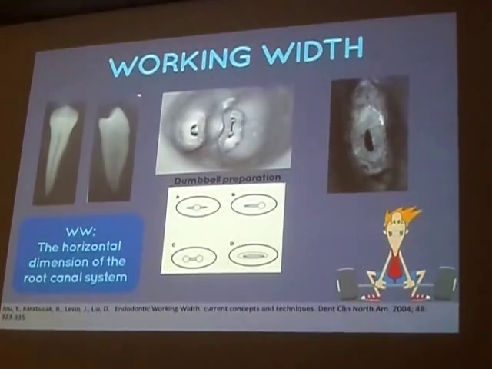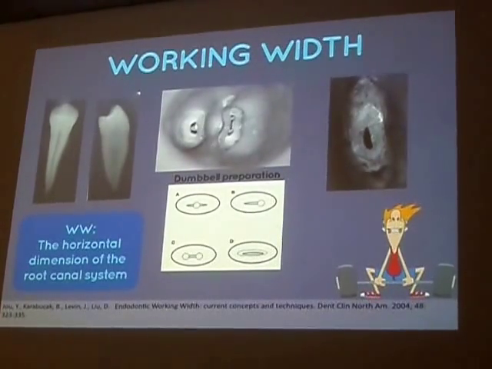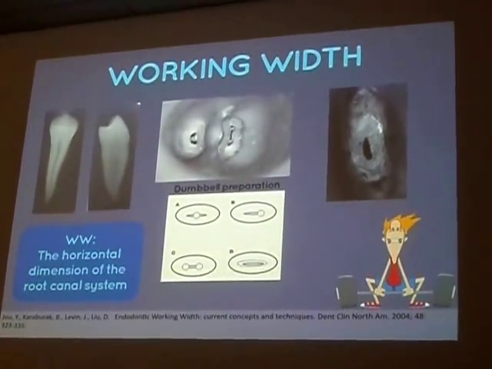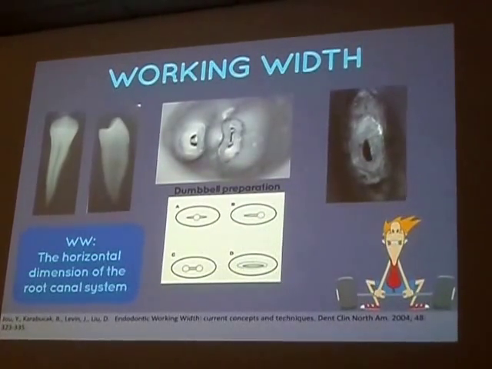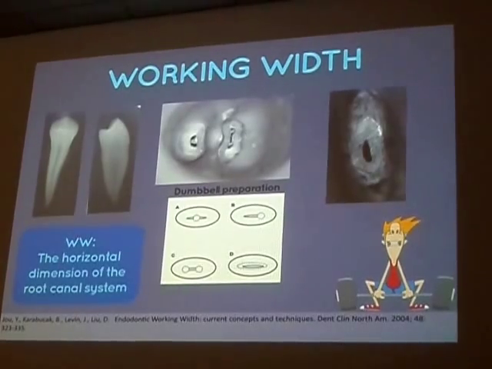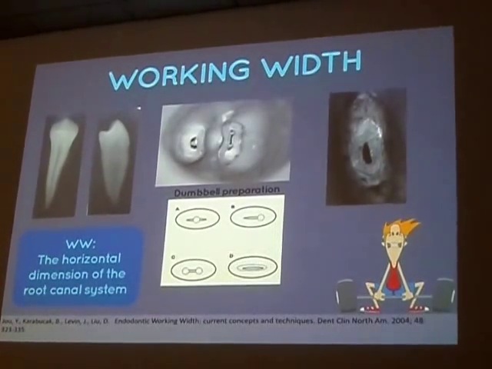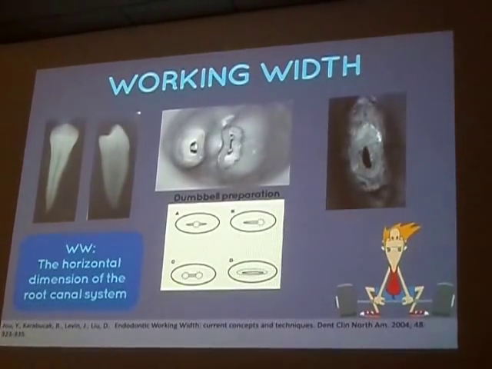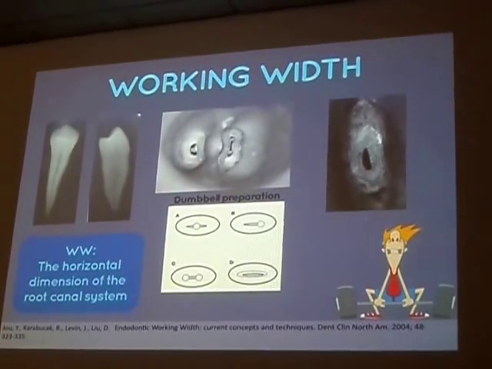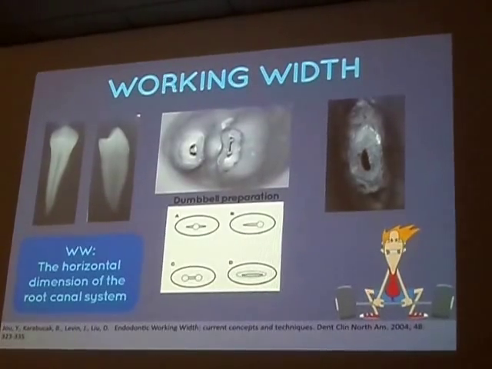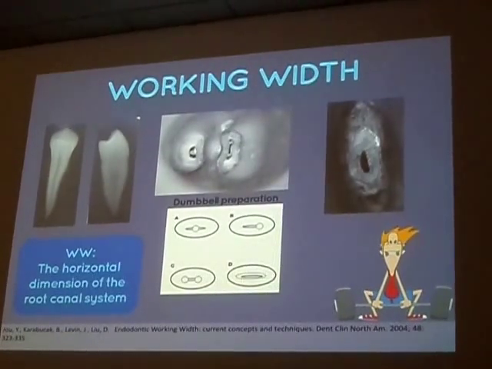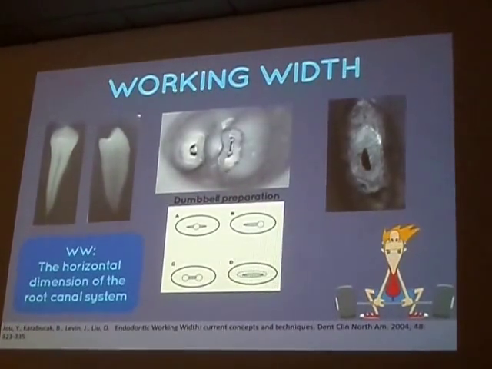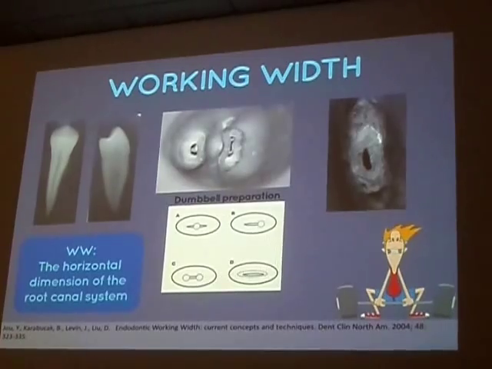So we sort of term this the working width. So we're all used to seeing our two-dimensional x-rays from a buccolingual dimension, and the canal appears to be round. But when you flip the tube to the side, you see that the distance buccolingually is much greater than it is mesiodistally. So what we see is that when we're cleaning and shaping these teeth and obturating, we're sort of creating this dumbbell preparation in which we're cleaning and shaping in a circle in this aspect and this aspect, but we're missing a large portion of the canal.